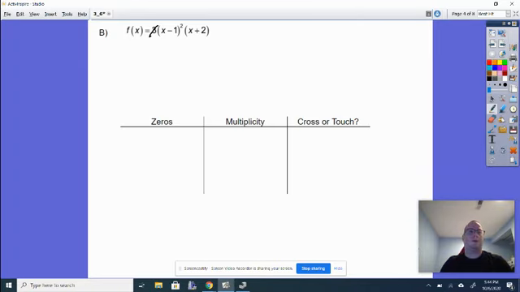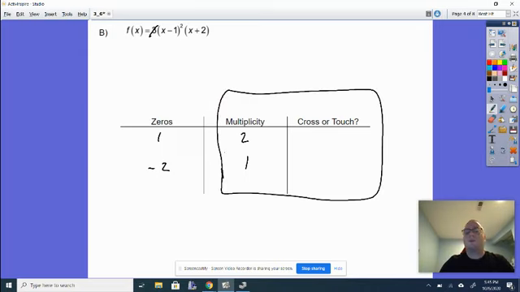If you have an exponent out front, we'll talk about that in a second. Variable out front, we'll talk about that in a second. But if you have just a coefficient, a number, don't worry about it. Get rid of it. So my zeros here are 1 and -2. My multiplicity on 1 is 2. My multiplicity on -2 is 1. Now again, these go together. So my multiplicity, my cross, I'm going to have a touch for this first one and a cross for the second one.